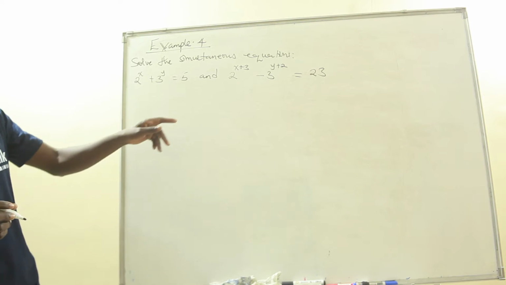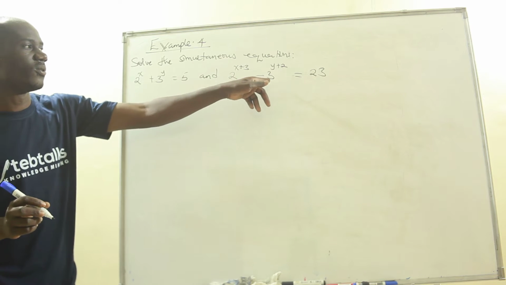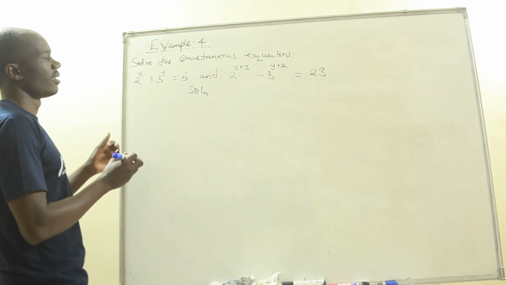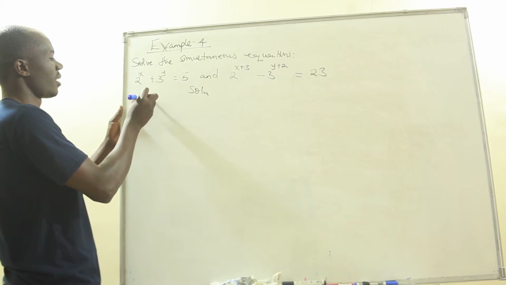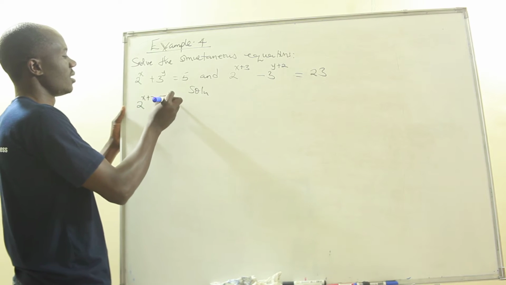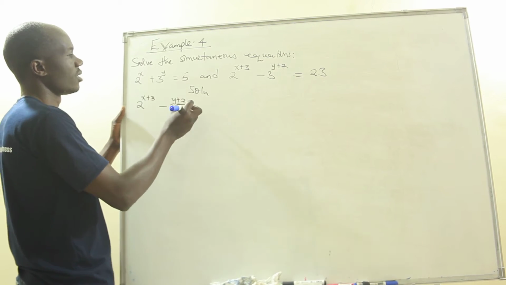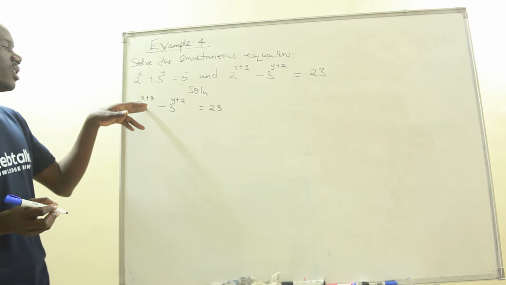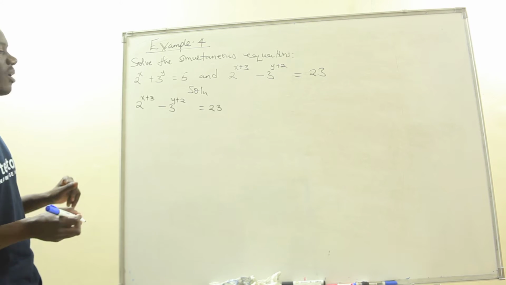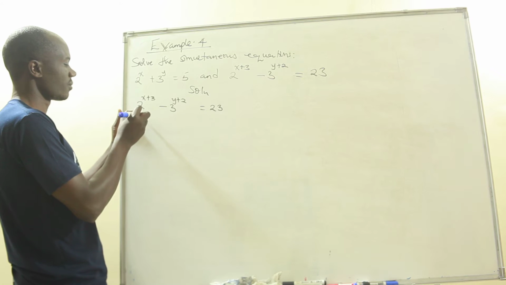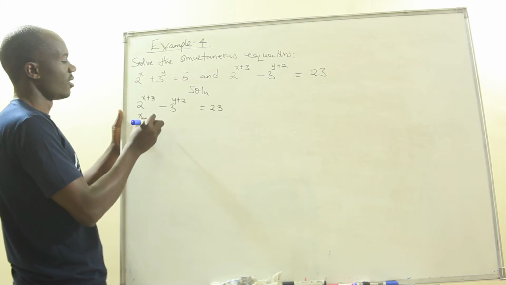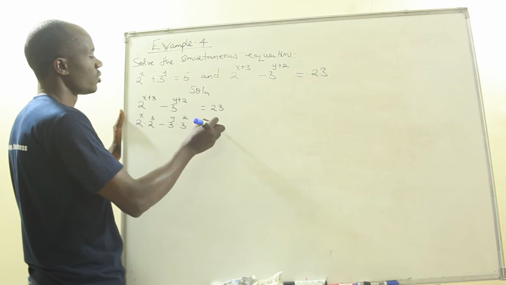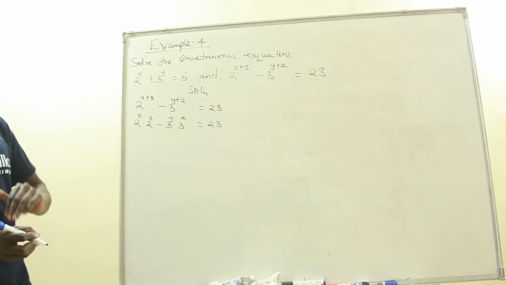So what I'm going to do, first observe here, there is an element of the laws of indices from the second equation. So first look at that element there: 2 power x plus 3 minus 3 power y plus 2 equals 23. These came from multiplication, that's why they added the powers. So this is the same as 2 power x times 2 power 3 minus 3 power y times 3 power 2 equals 23. 2 power 3 is the same as 8.